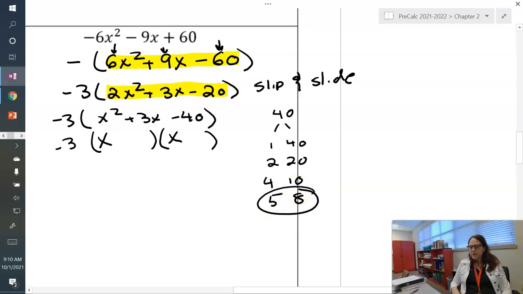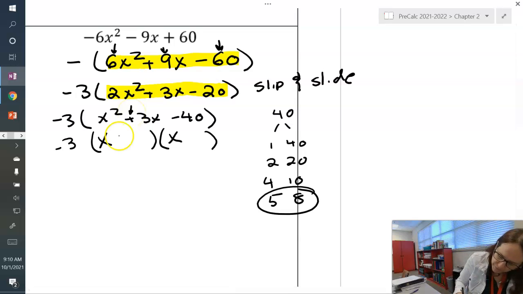Now I need to just figure out, am I going to do a positive 5 and negative 8 or a positive 8 and negative 5? Check this sign. That's a plus. That means my bigger one, the 8, is going to be positive. So plus 8 minus 5.